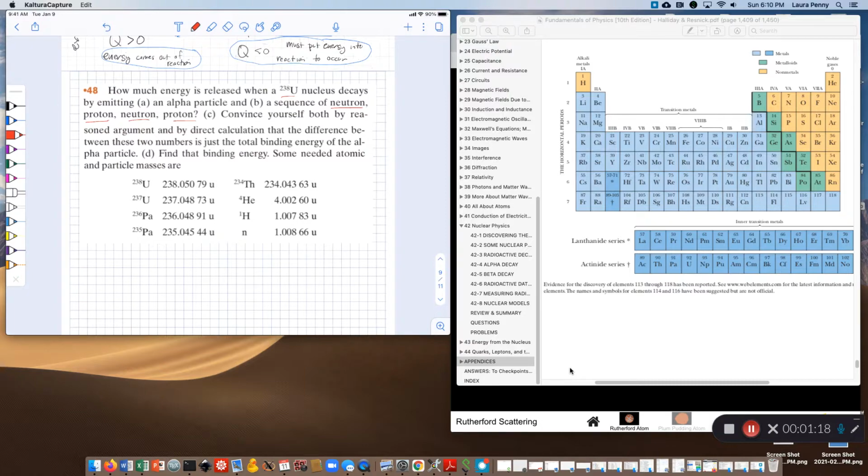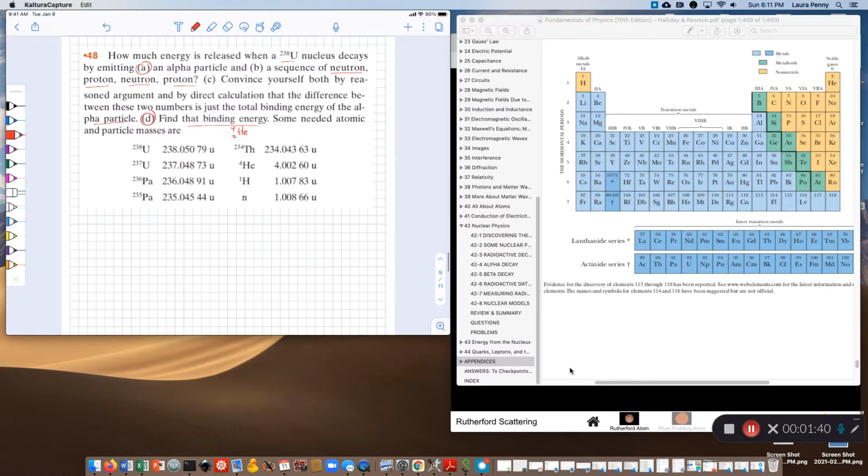And it also wants us to prove that the difference between these energies coming out is the binding energy of an alpha particle, and it wants us to find the binding energy of an alpha particle as well. So I'm going to do part A, and I'm going to do part D. Maybe I'll do a little bit of B. We'll see. But let's look at A.